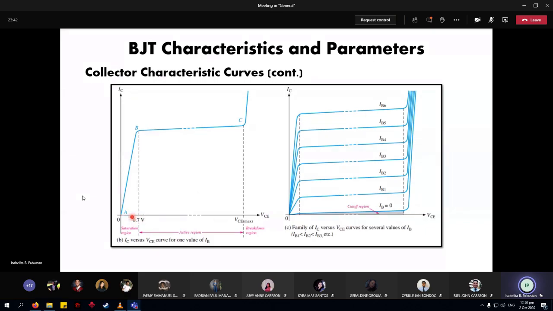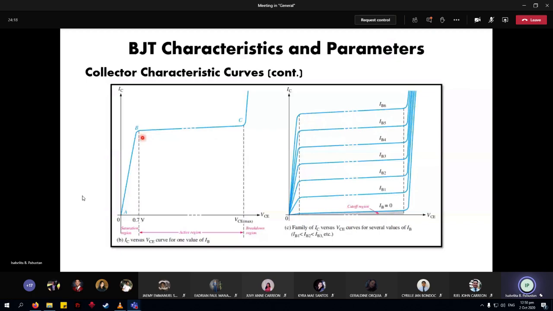Ito yung pinapakita. Pag experiment ninyo, sabi ko nga sa inyo, isa-isa lang ang makukuha ninyo. And at the back of your mind, you will know that starting at the knee, let's say, meron kang certain IB, whatever that IB is. Maybe you change the value of the VBB or you change the value of the RB in order to have that particular IB.